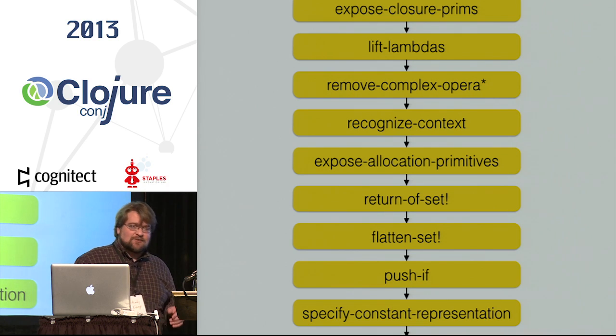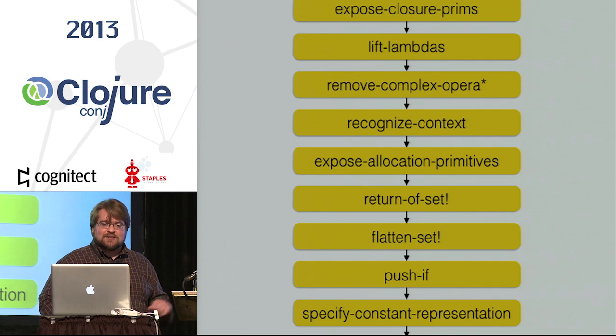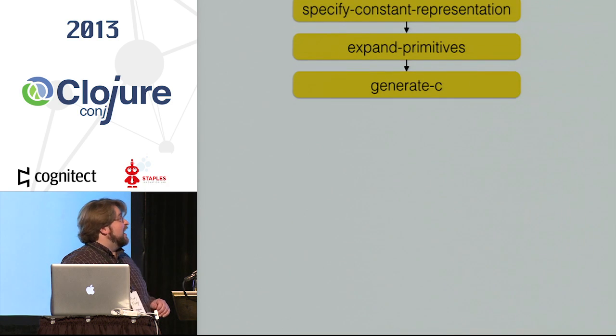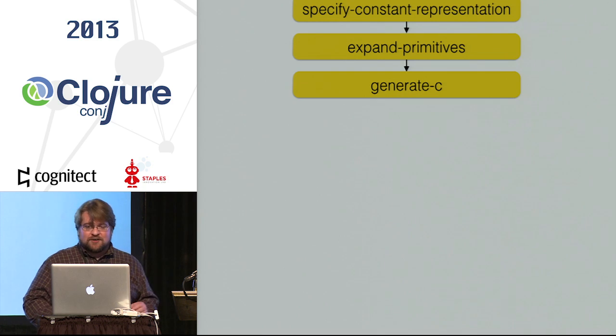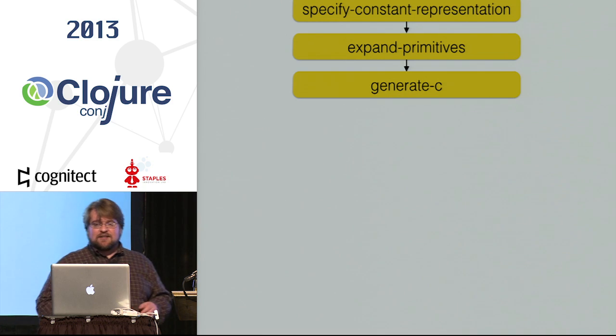We're going to specify a constant representation. This is part of why we have the 61-bit integers. And we're going to expand primitives and finally generate C, which is a lot of stuff.